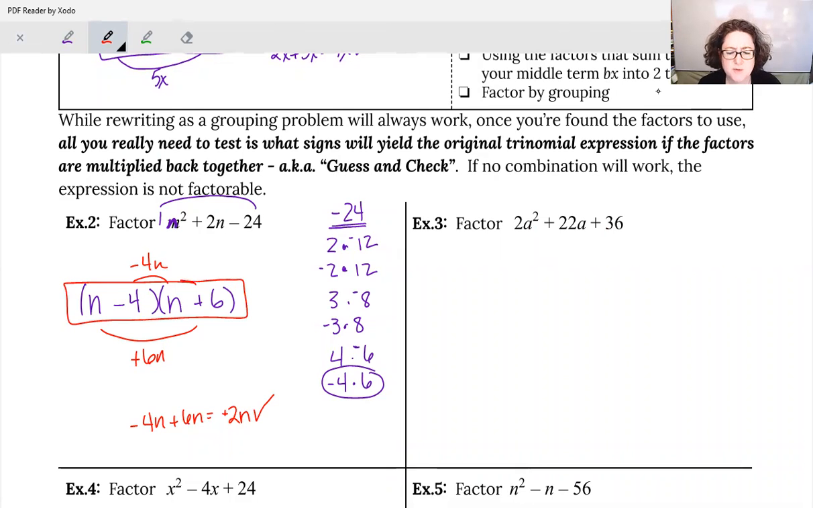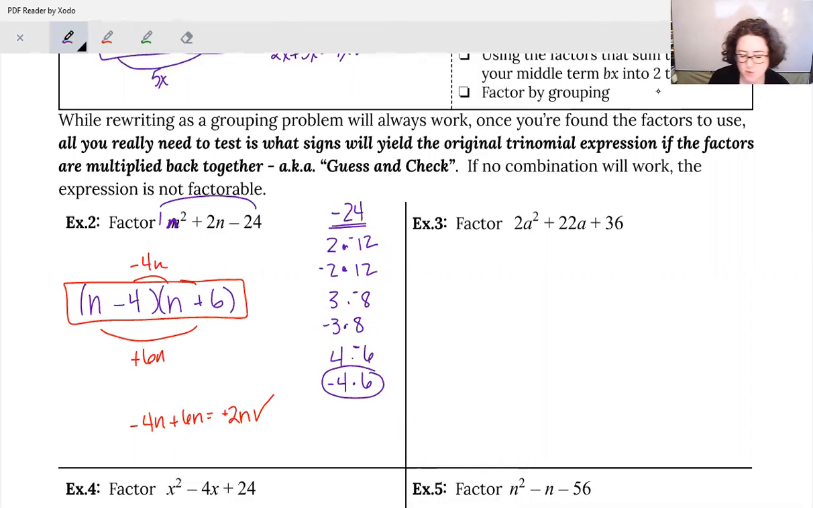Alrighty, let's try example 3. So are you noticing anything about this example before we start factoring? Think about what we did last lesson. We do this every time we do grouping, but it was actually the first thing we looked at last time. Look for a GCF. Whenever you are factoring any expression, always check to see if you have a GCF that you could factor out to make your life a little bit easier. So I'm going to start with that.